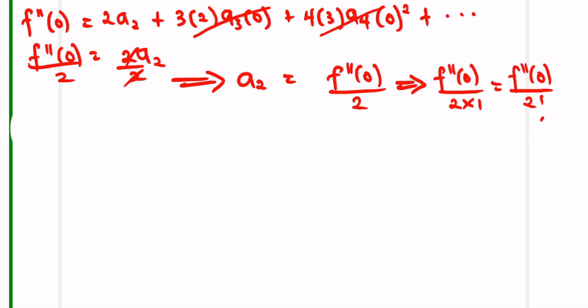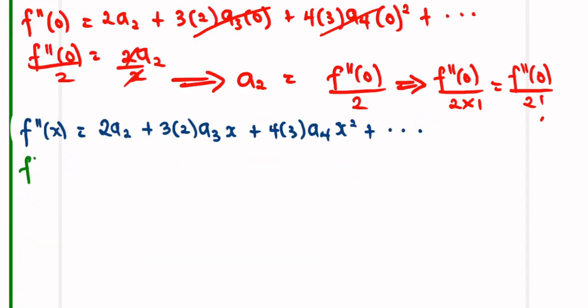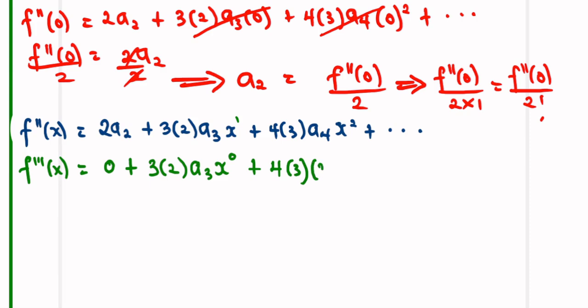Now we need to get the third derivative. So for the third derivative, we'll be differentiating f prime prime. So differentiating, we'll have f prime prime of x, this is a constant, so this is 0, plus differentiating here, there's a power 1 here, so this will give us 3 times 2 a3 x raised to power 0, plus 4 times 3, then there's a power 2 here, times 2 a4 x raised to power 1, plus dot dot dot.